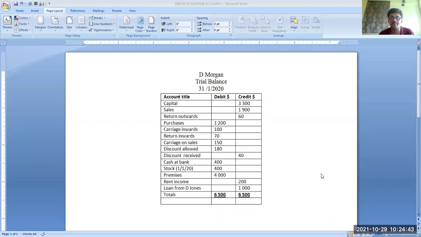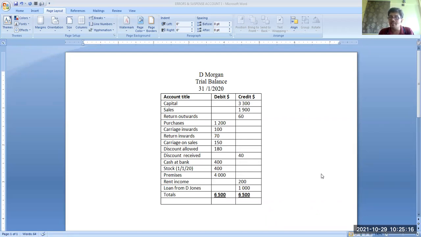Now you can see a trial balance. The trial balance is given here, and it's an agreed trial balance. It's an equal trial balance. Debit side and credit side are equal. Are you getting my point? 6,005, both the sides. So when, as an accountant, we make a trial balance, and it is an agreed trial balance, an equal trial balance, we are always happy. We have done it.